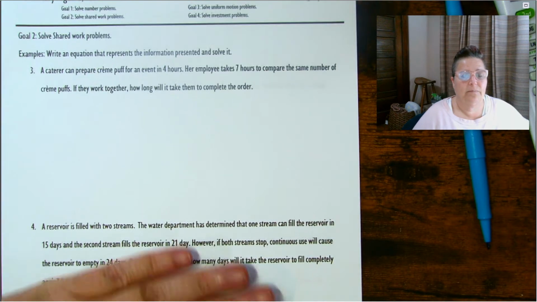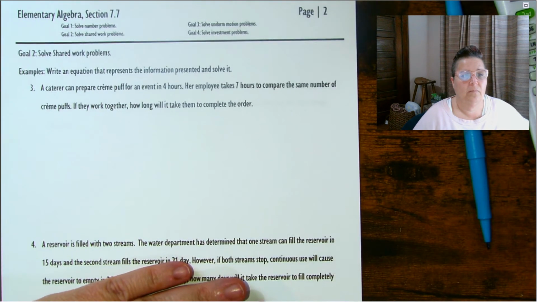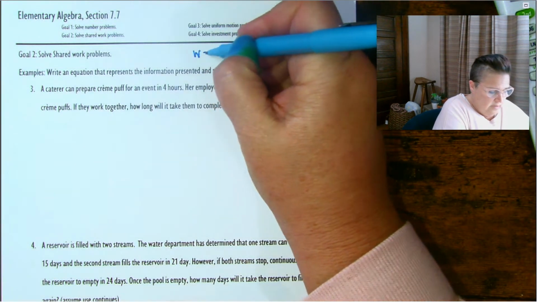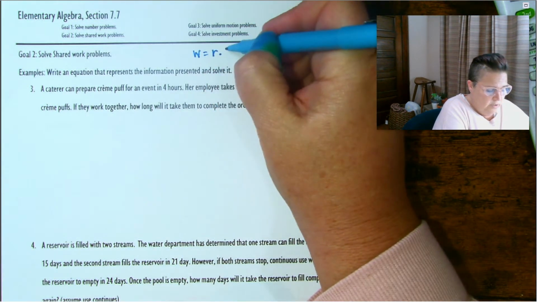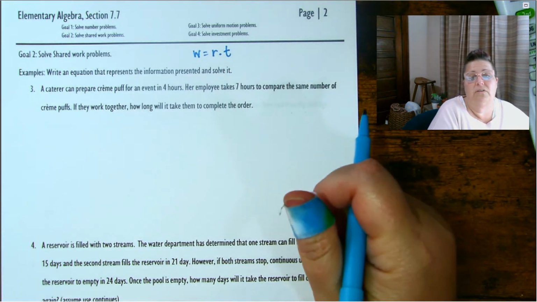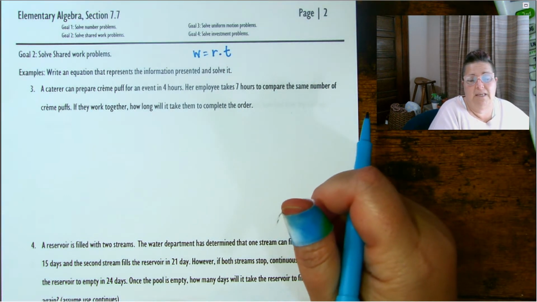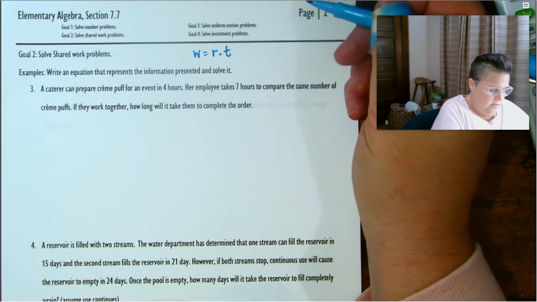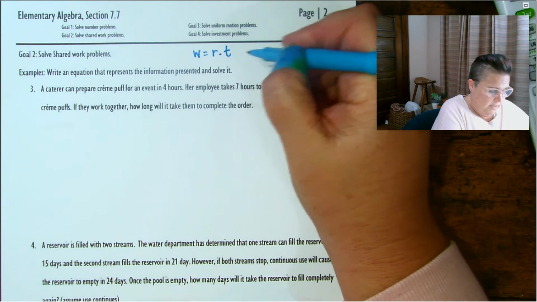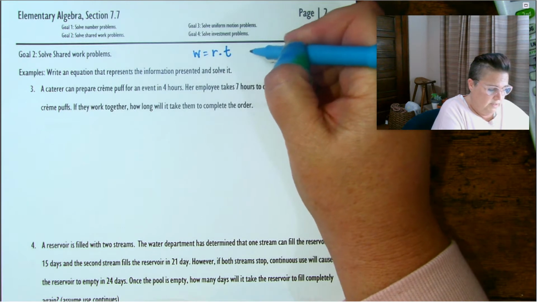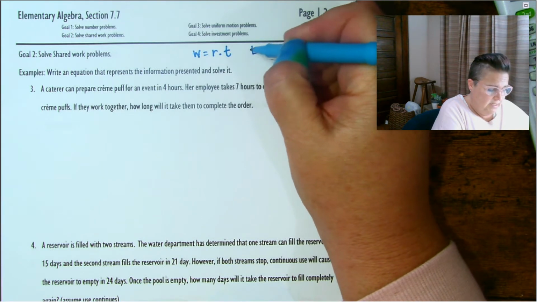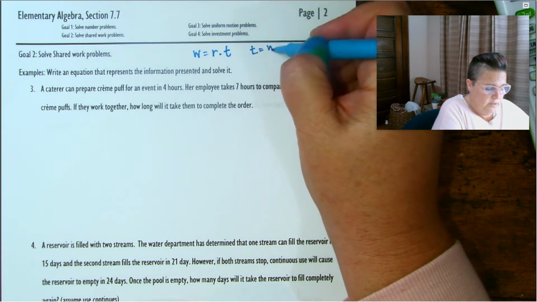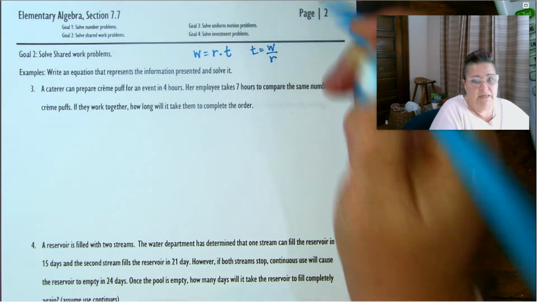Shared work basically says that the work done is equal to the rate of the work times the time you have to do it. In this case, we are going to take the rate of one employee and the work done. So the time it takes us to do the work is going to be the work done divided by the rate.